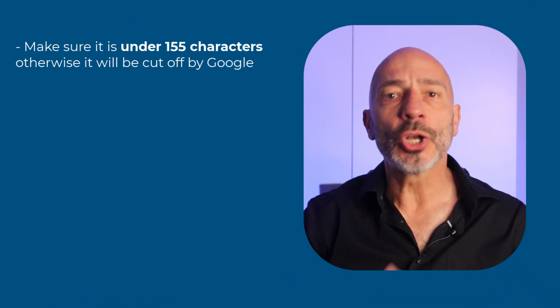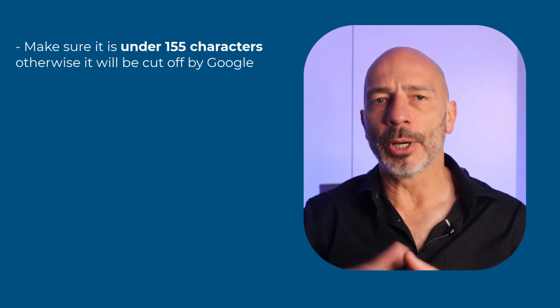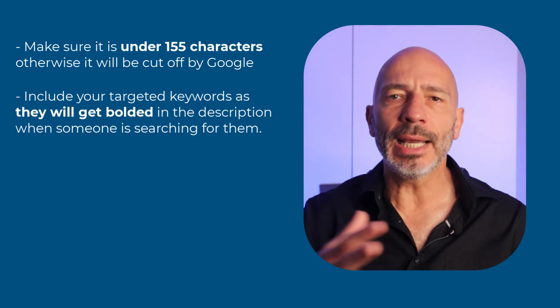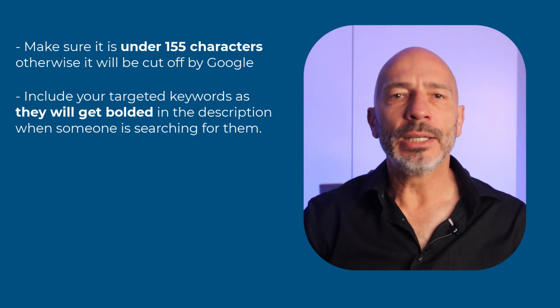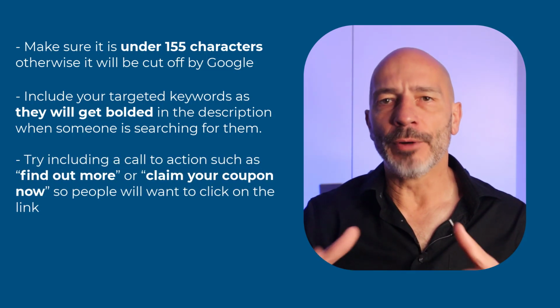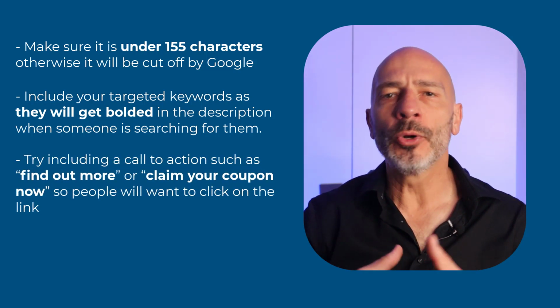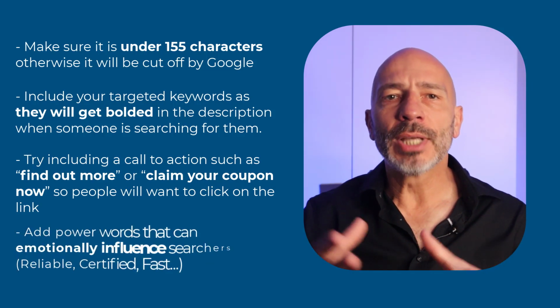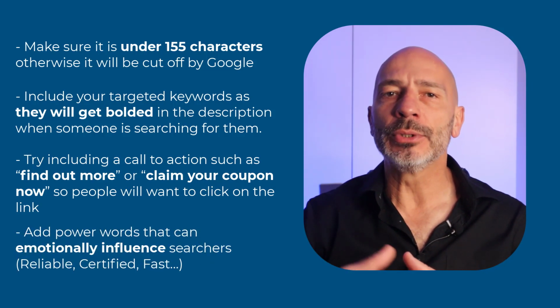This is what I recommend you do when writing a description for your page. Make sure it is under 150 characters, otherwise it will be cut off by Google. Include your targeted keywords as they will get bolded in the description when someone is searching for them. Try including a call to action such as find out more or claim your coupon now, so people will want to click on the link. Add power words that can emotionally influence searchers.